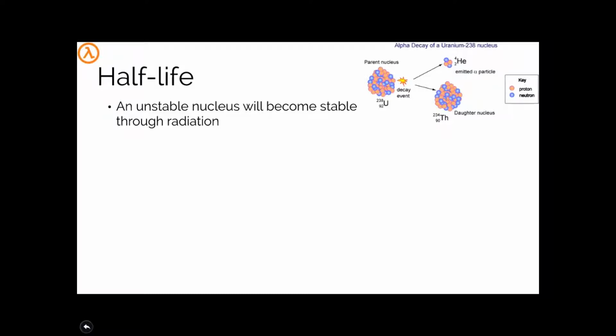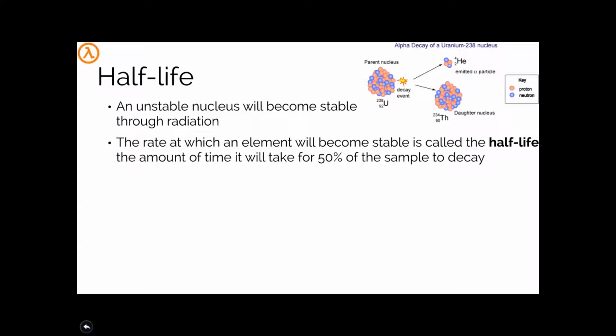So now, you might wonder how quickly this can happen, how many times this happened to an atom, and so we can actually calculate all of that using what is called the half-life. This is the rate at which an element will go from being unstable to being stable. So you can also think of it as how much time will pass before 50%, or 1/2, of your sample becomes stable.